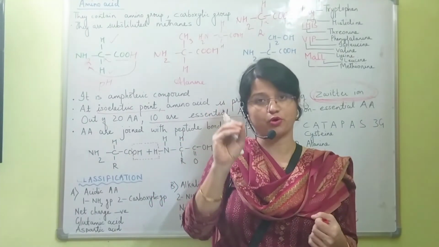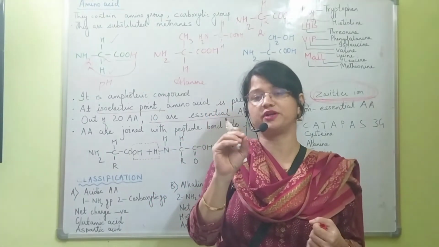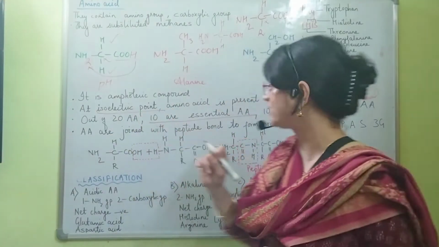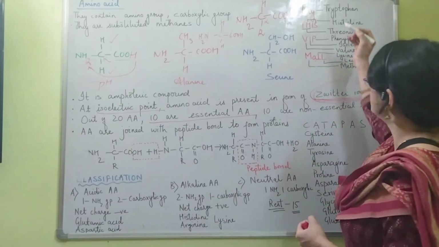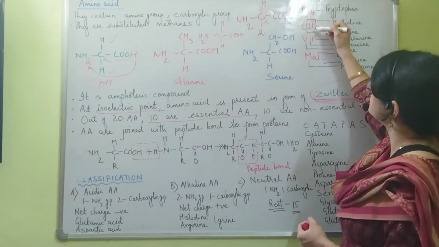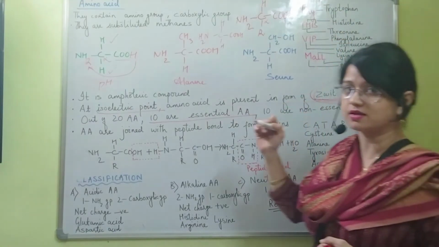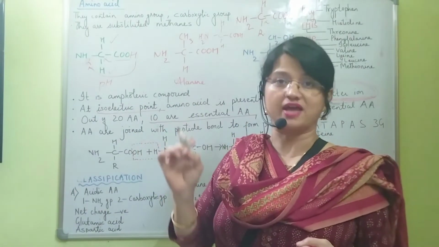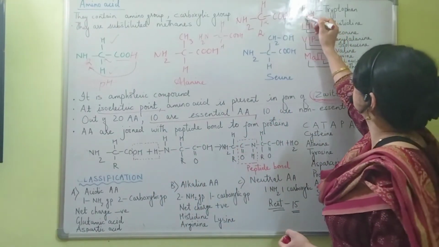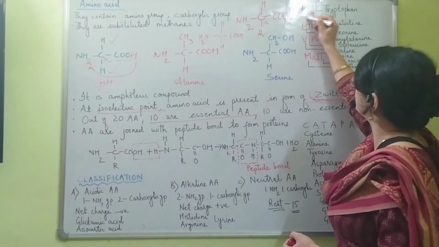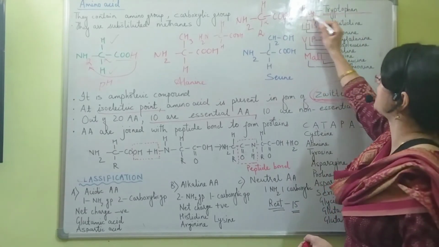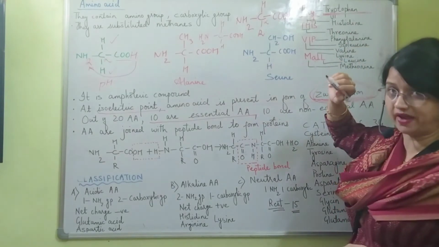For this there is a mnemonic, and if you remember this mnemonic, you will never forget the names of the 10 essential amino acids. Now what are these 10 essential amino acids? To remember it, you have to remember this mnemonic: Try this VIP mol. You will remember it. Now, try. This try stands for one amino acid which is essential, that is tryptophan. Just remember, try stands for tryptophan.